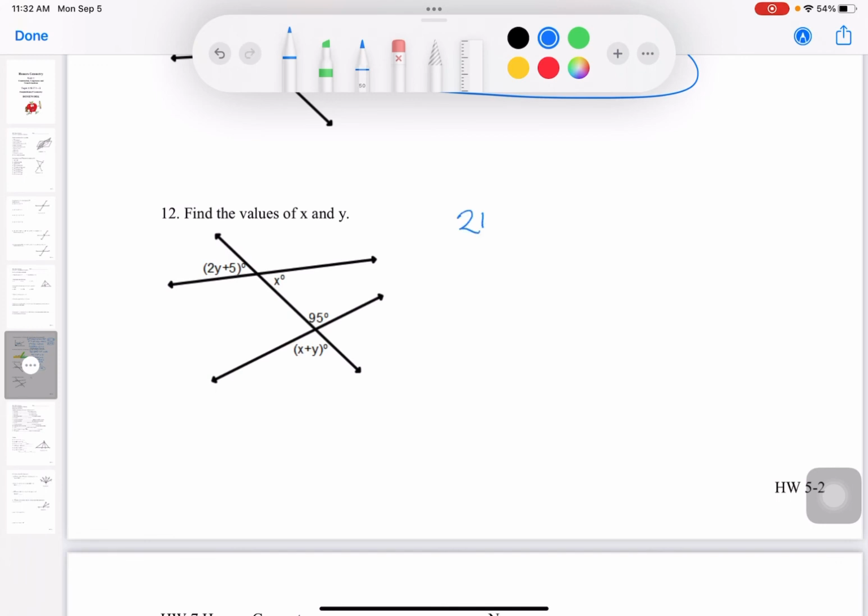So we write 2y plus 5 is equal to x. And the other one will be x plus y is equal to 95. These form a system of linear equations. Go ahead, whatever method you would like to use to solve for the values of x and y, either substitution or elimination, it will work.